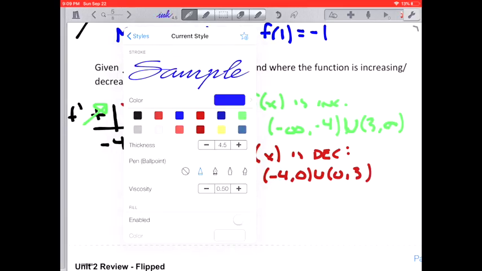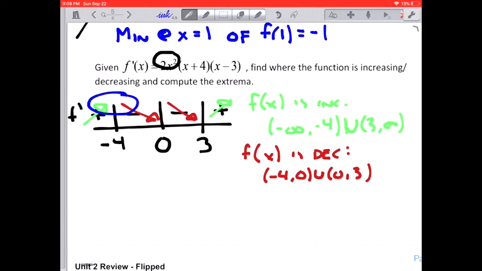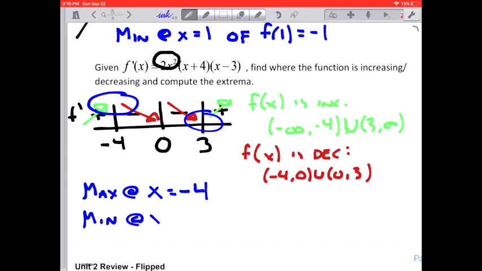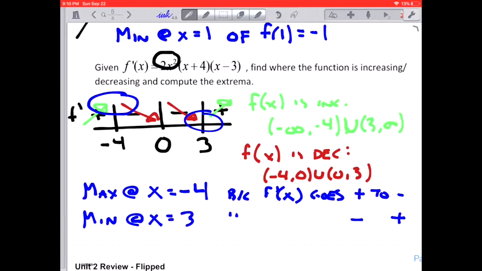Then the last thing I'm going to look at is where do I have maxes or mins. Got a max at x equals negative 4, and I've got a min at x equals 3. Why do I have a max at x equals negative 4? Because f prime of x goes from increasing positive to decreasing. Why do I have a min? Because it goes from decreasing to increasing. Okay, so that would be a reason you would give.